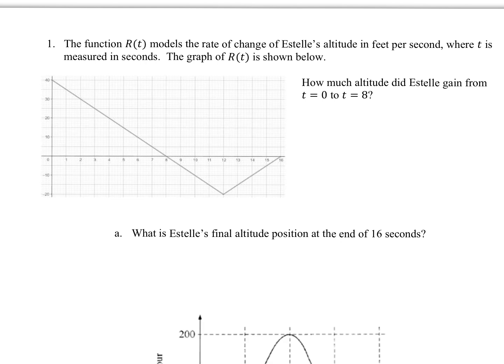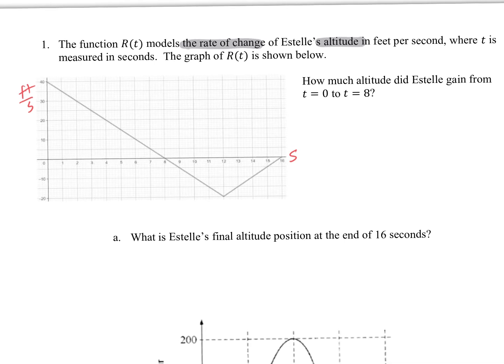It says the function r models the rate of change of Estelle's altitude in feet per second. So again, this is saying her rate of change. This is a velocity graph because they said rate of change. This is the velocity of her altitude changing, and it is in feet per second. So I'm going to label that this side over here is feet per second, and then this is talking about seconds. This is her velocity graph.